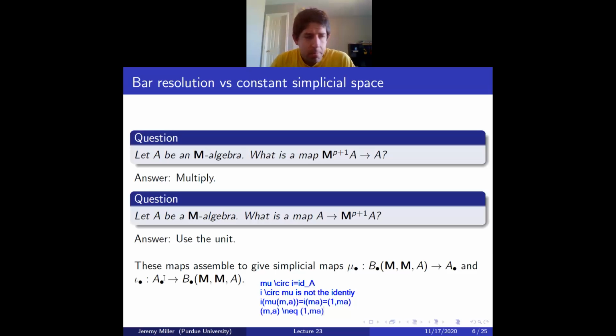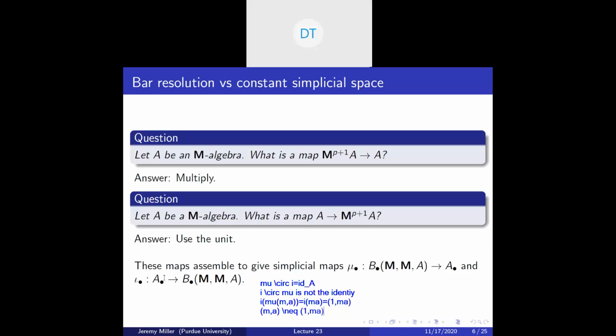Yeah, I have a question. I'm a little confused with the answer to your second question. Use the unit. I've seen we've said this before, but I really never understood it. What do you mean by that? A is a space. M is a monad, but that's a functor. So where's the unit? I don't see a unit.